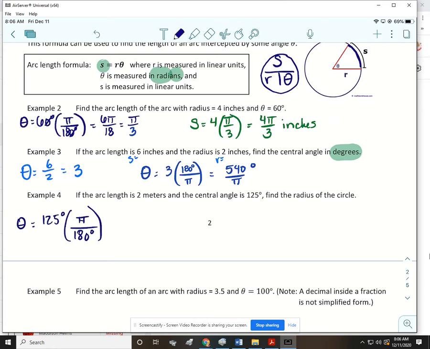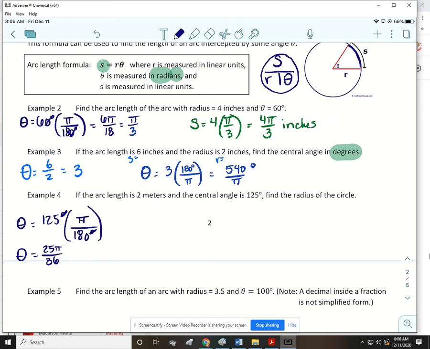Okay, so when we multiply this, we're going to get 125, the degree cancels, pi over 180. I do know that 5 goes into both of those, so I'm just going to go ahead and reduce by 5. So it's 25 pi. And when you take 180 and divide it by 5, you get 36.